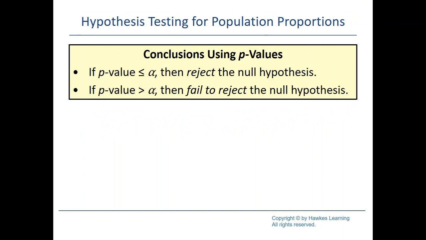Now, again, I am going to remind you of that p-value versus the alpha. If the p-value is less than or equal to your alpha, meaning the alpha is larger than the p-value, we're going to reject the null. And if the p-value is bigger than your alpha, then we're going to fail to reject the null. This has not changed. Every test we run, this is the same every single time.